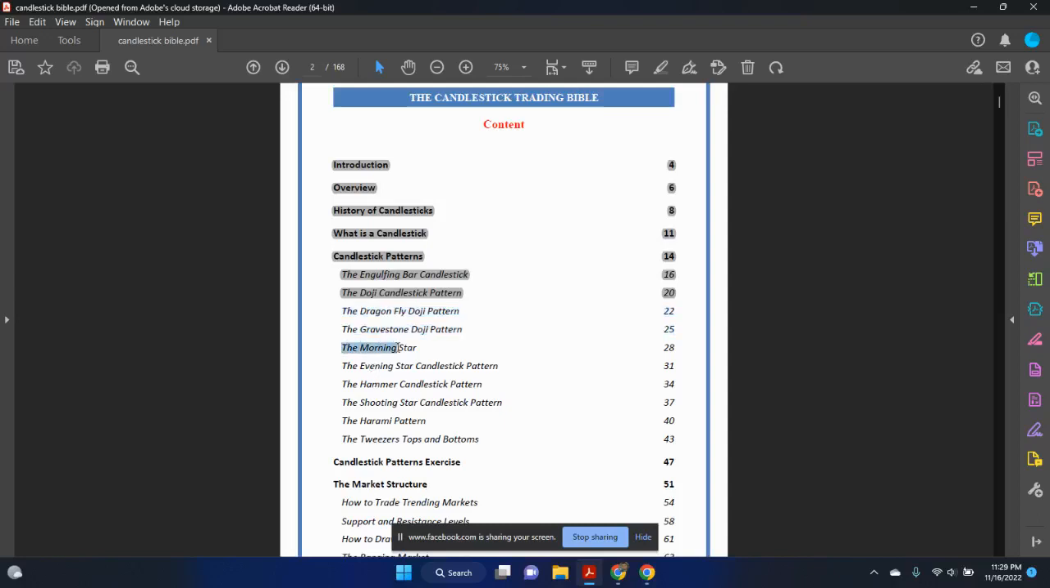And then if we have more time, I do want to go over the morning and evening star candlestick patterns. They're only a couple of pages, but we'll see. Alright, so this is what we are going to follow up on next week.